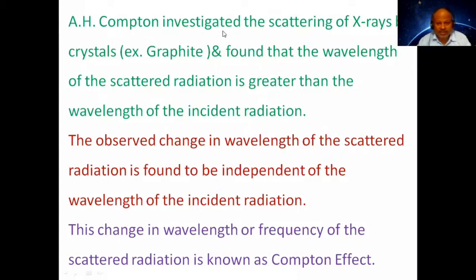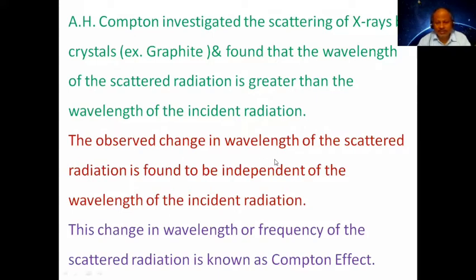Understand? Compton investigated the scattering of X-rays by crystals. For example, graphite. अगर एक्सरे क्रिस्टल पर जाकर गिरते हैं तो क्या होने वाला है? Scattering will take place. Understand? So Compton observed that the wavelength of the scattered radiation is greater than the wavelength of incident radiations. The observed change in wavelength of the scattered radiation is found to be independent of the wavelength of incident radiation. ये जो observed change है in wavelength, यानी कि wavelength of scattered radiation कैसी रहेंगी? ज्यादा रहेंगी than incident radiations.